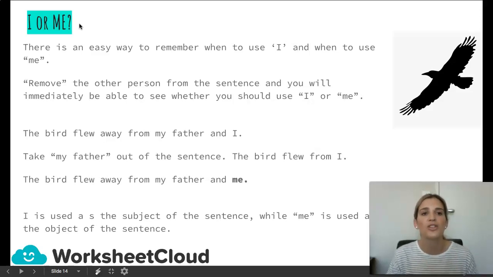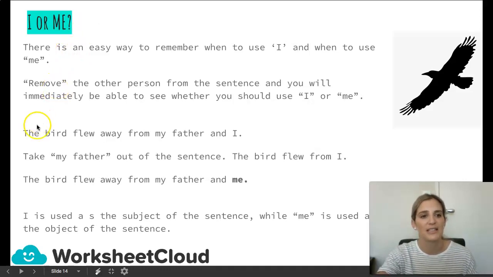We are always going to remove the other person from the sentence. Then you'll immediately be able to see when you should use I or me. Now, what do I mean remove? You can take a piece of pen and paper and write that first sentence down for me. You can pause the screen however you want to do it, because sometimes when you write things down, you remember it better. If you don't want to and you just want to do it verbally with me, that's also fine.